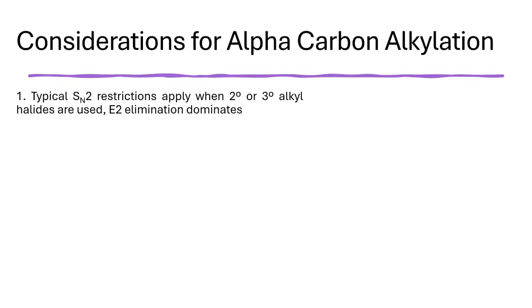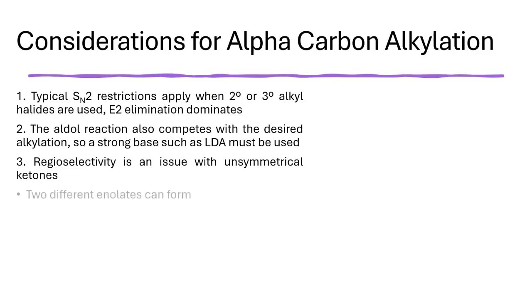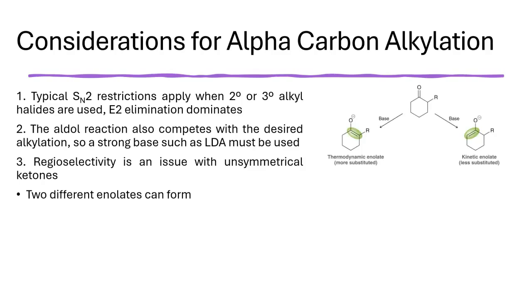Considerations for alpha carbon alkylation. 1. Typical SN2 restrictions apply when secondary or tertiary alkyl halides are used. E2 elimination dominates. 2. The aldol reaction also competes with the desired alkylation, so a strong base such as LDA must be used. 3. Regioselectivity is an issue with unsymmetrical ketones, as two different enolates can form. In the example given above, the enolate that may form might be the thermodynamically stable enolate, which is the more substituted enolate, or the kinetically formed enolate, which is the less substituted enolate.